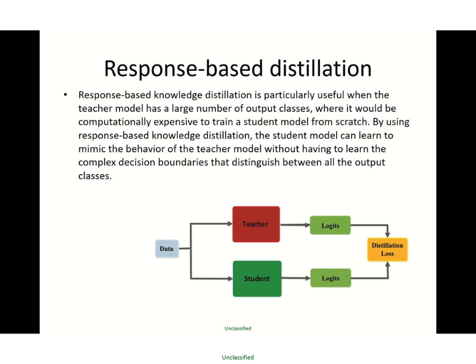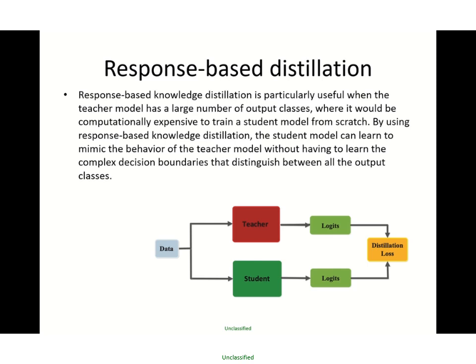Response-based knowledge distillation is particularly useful when the teacher model has a large number of output classes, where it would be computationally expensive to train a student model from scratch. By using response-based knowledge distillation, the student model can learn to mimic the behavior of the teacher model without having to learn the complex decision boundaries that distinguish between all the output classes.